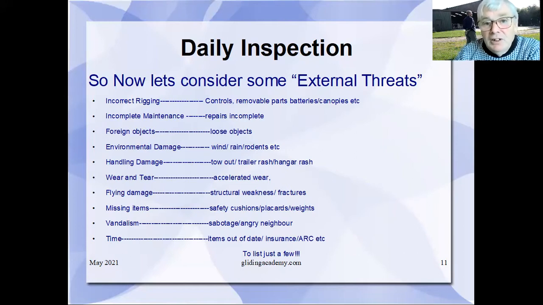Environmental damage is the sorts of things that might happen from either wind or rain, some sort of weather event which can damage aircraft. It might be rodents and mice or rats or spiders or Lord knows what else. Handling damage, so the aircraft just being put in and out of the hangar can be damaged. Wear and tear is a classic, and of course gliders are continually wearing. That's what happens as they get older.